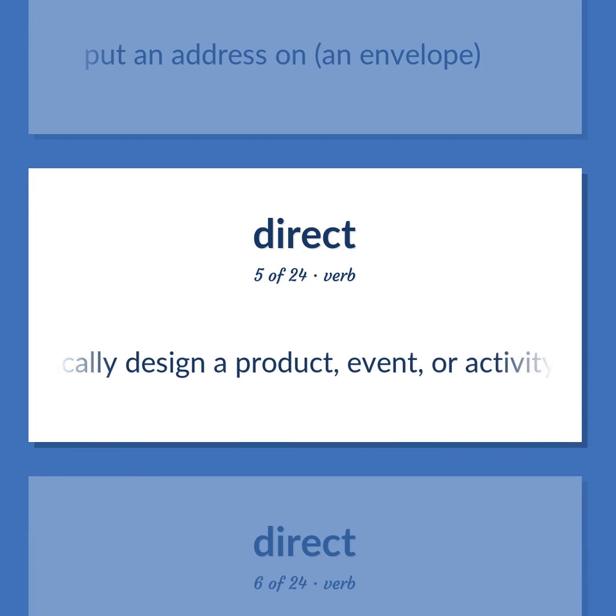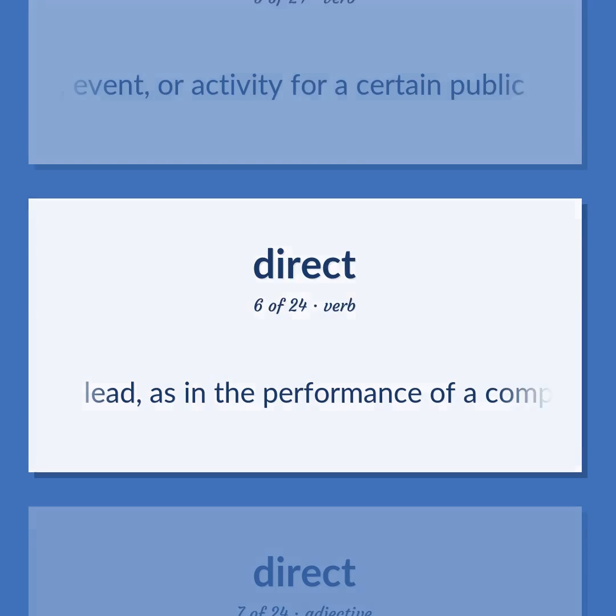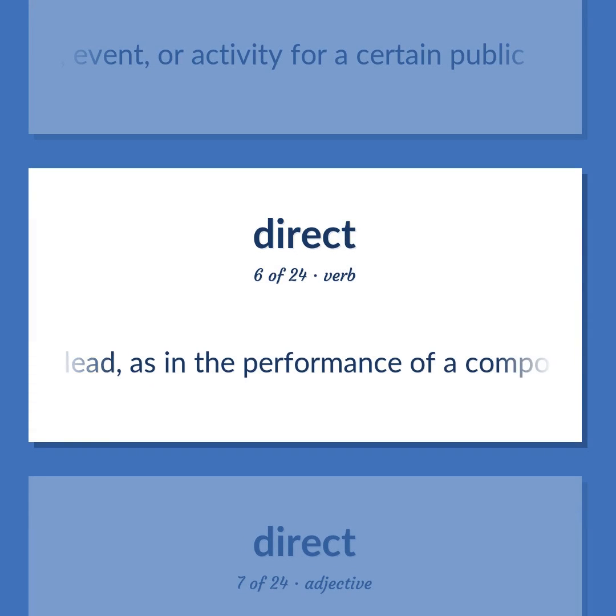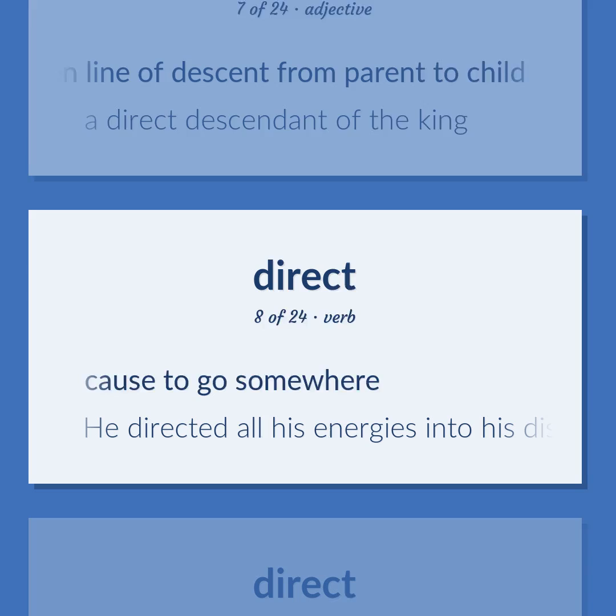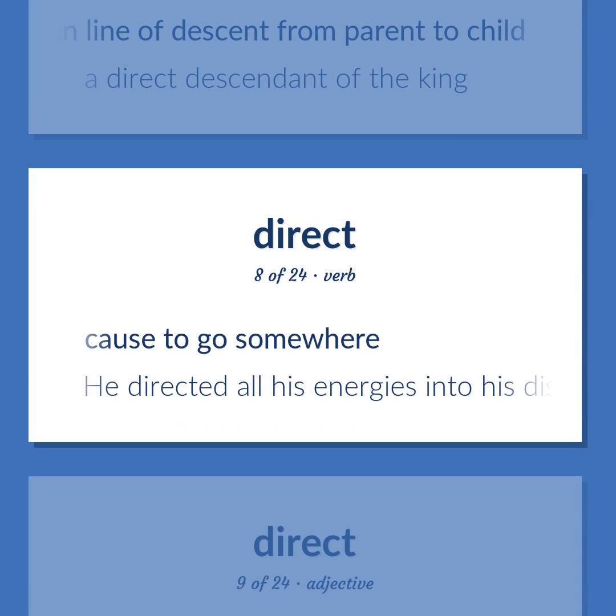Specifically design a product, event, or activity for a certain public. Lead, as in the performance of a composition. In a straight unbroken line of descent from parent to child. A direct descendant of the king. Cause to go somewhere. He directed all his energies into his dissertation.